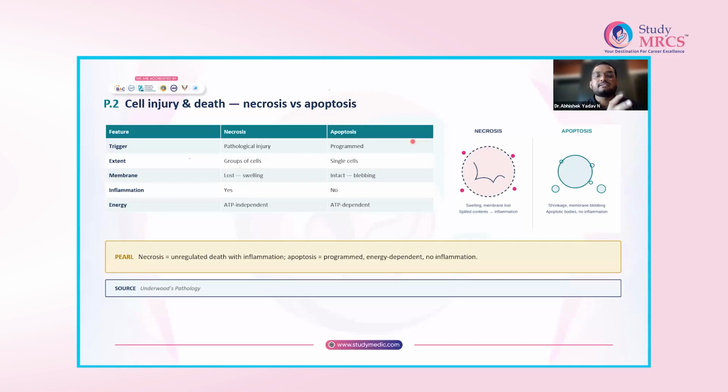As a result, inflammation sets in, and there will be activation of certain mechanisms inside the lysosome, with release of lysosomal contents, and that causes death of the cell. Okay, that's how necrosis occurs. The energy in necrosis is ATP independent, whereas apoptosis is an ATP dependent, energy dependent process.